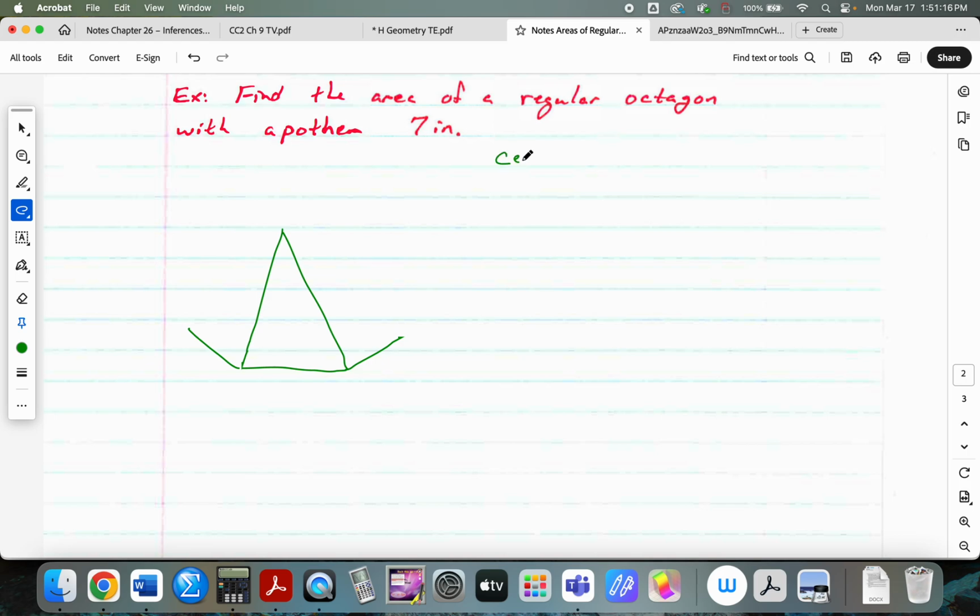Again, after the drawing, the first thing I do is find the measure of the central angle. It's 360 divided by 8, which ends up being 45. Then draw in the apothem, which splits the central angle in half. So this angle right here is 22.5. And the length of the apothem is 7.